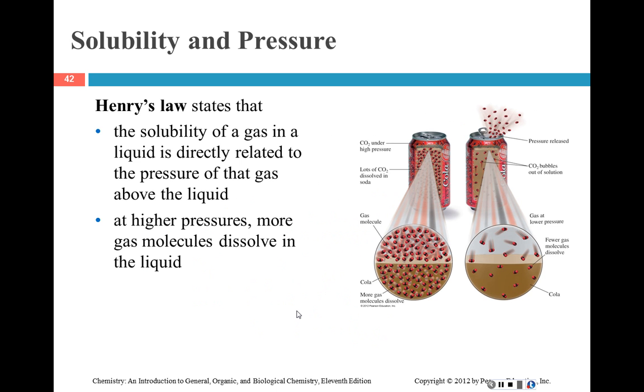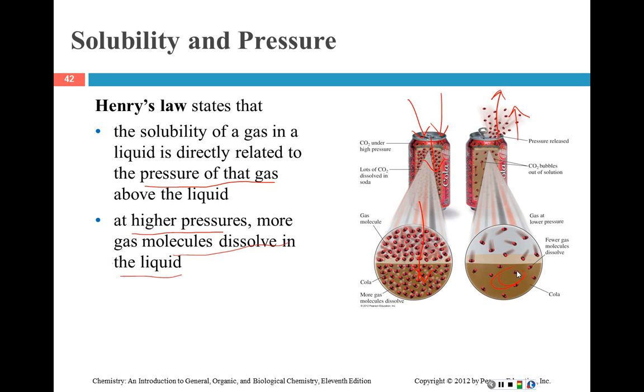Henry's law is a gas law. Okay? And what Henry's law states, this is the one about the bursting cans, is what I always think of it as. Henry's law says that the solubility of a gas in a liquid is related to the pressure of that gas above the liquid. At higher pressures, more gas molecules are going to dissolve in the liquid. So if I put this under pressure and I'm pushing really hard, then I'm going to push these molecules into the liquid, right? So when I open a Coke can, I release that pressure.